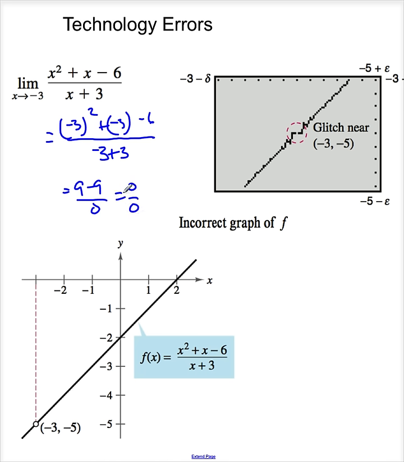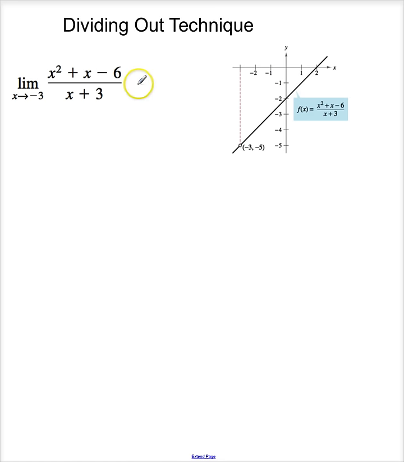Now, if it was just a number over 0, then I would simply say it doesn't exist. But because I have 0 over 0, and I cannot do that, that tells me I may be able to do something to get an answer. And we're going to use dividing out when we have polynomials. So let's jump into one. We've done this. We found that this is equal to 0 over 0, and we can't do that.